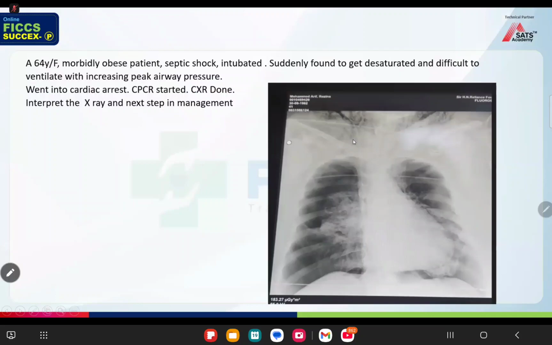So this, I think, is pneumothorax, bilateral pneumothorax with surgical emphysema. And this patient, we were giving CPR, the patient was not coming out. We were not able to achieve ROSC. But once we did needle decompression and bilateral ICT insertion, the patient got revived.